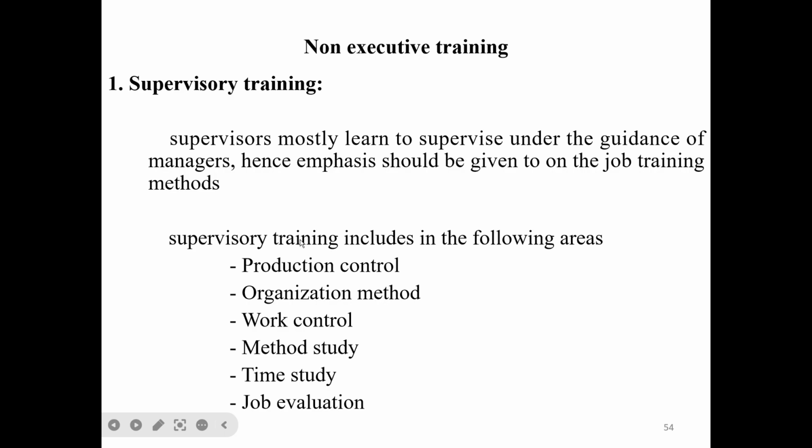Supervisory training means what? Basically the organization method. As you know, the main objectives, the goals, the principles, the main motto, all these are going to be decided by the management, the managers. So managers are going to give the supervisory advice and the decisions. Basically it includes the following areas. Example, production control, right? Production, how they are going to produce the product, organization method, work control, method study, time study, and job evaluation.